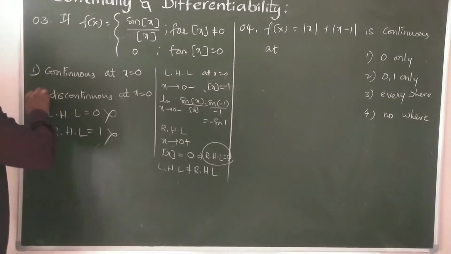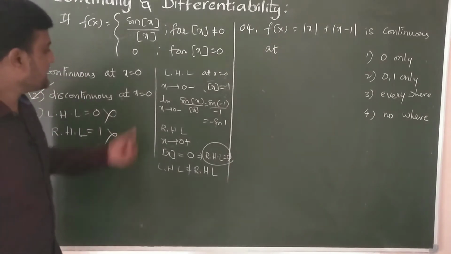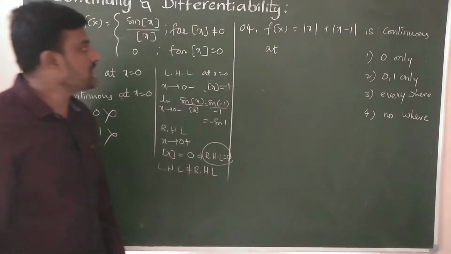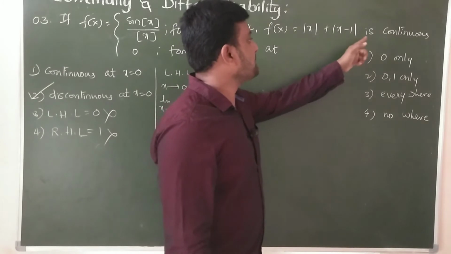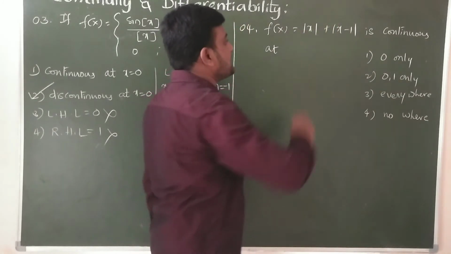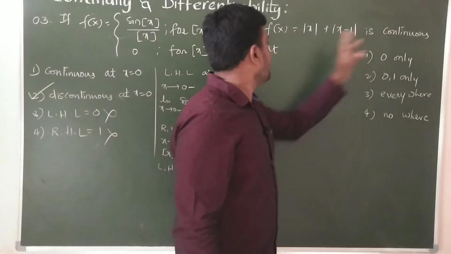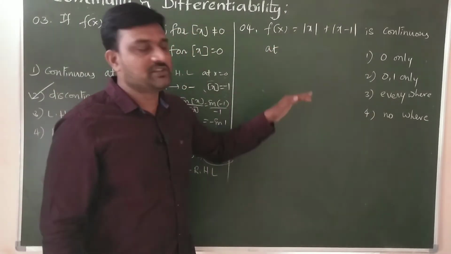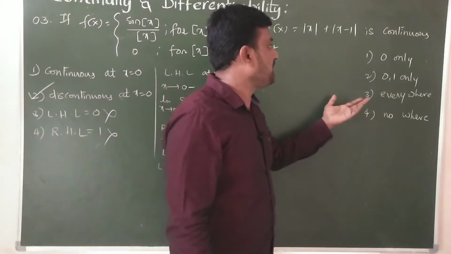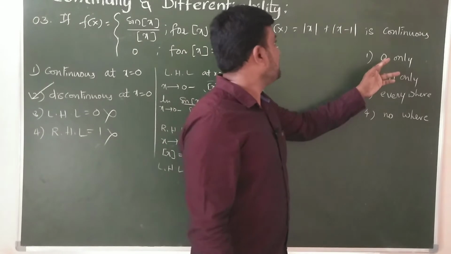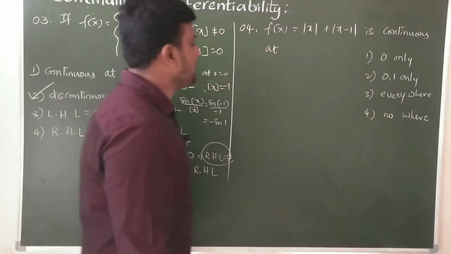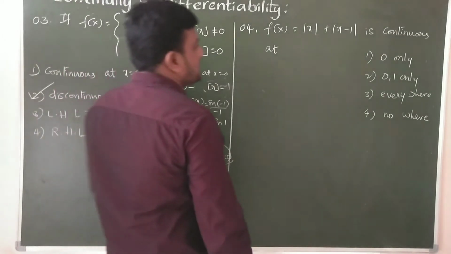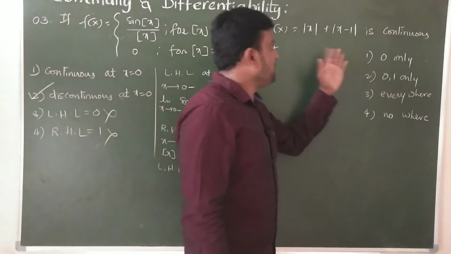So definitely it should be discontinuous at x equals 0. Okay. Now, f of x equals step of x plus step of x, modulus of x plus modulus of x minus 1. It is continuous, but at what value of x? At 0, or 0 comma 1, everywhere, or nowhere? Simply at 0 and 1 definitely it should be continuous.